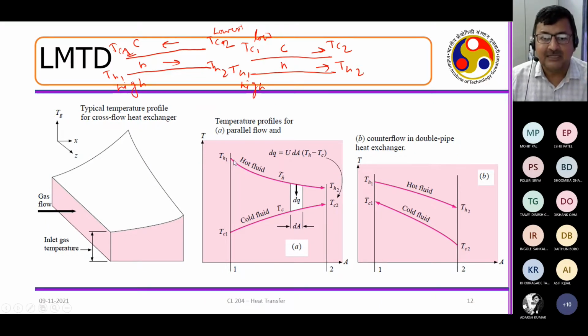Other than that, I have to take multiple temperature differences, and from there, I have to take an addition and then averaging.